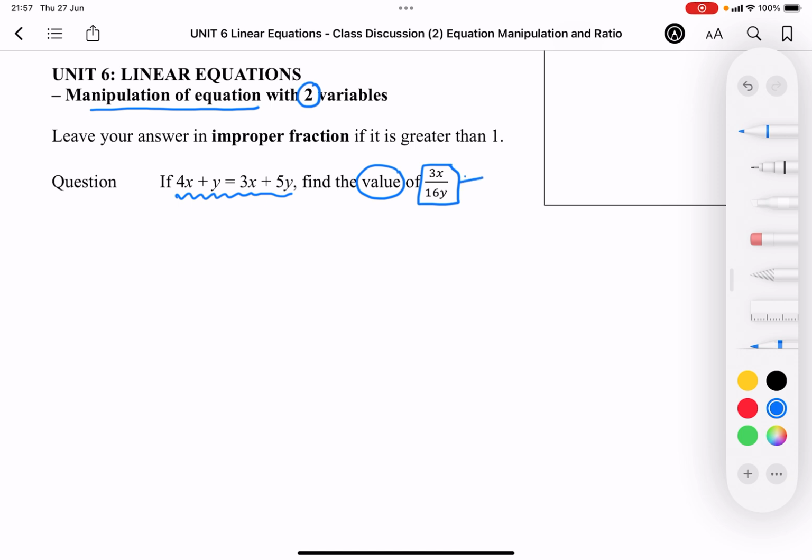However, we also need to note that 3x over 16y is the same as saying 3 over 16 times x over y. So in this case, if we can find the value of x over y, we can just multiply by 3 over 16 to get the final answer. So what is the strategy to handle such a question?